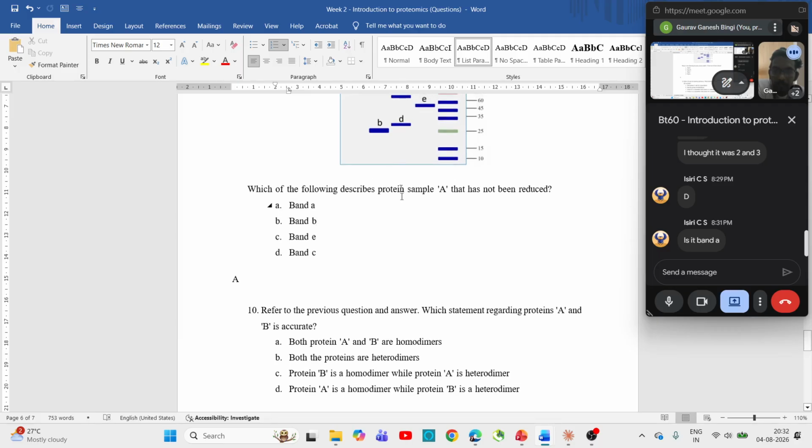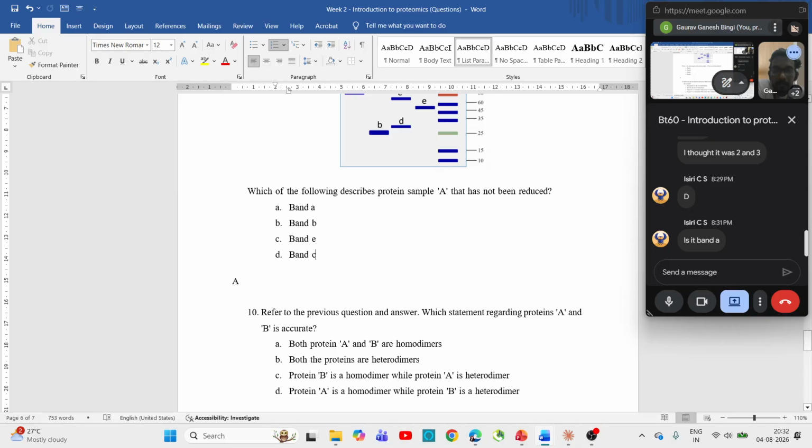Okay, so look at the previous. Which statement regarding protein A and B is accurate? Both A and B are homodimers. Both proteins are heterodimers. Protein B is homodimer while protein A is heterodimer. And protein A is homodimer while protein B is heterodimer. What do you think? Homo means two fragments of the same molecular weight. Hetero means two fragments of different molecular weight.